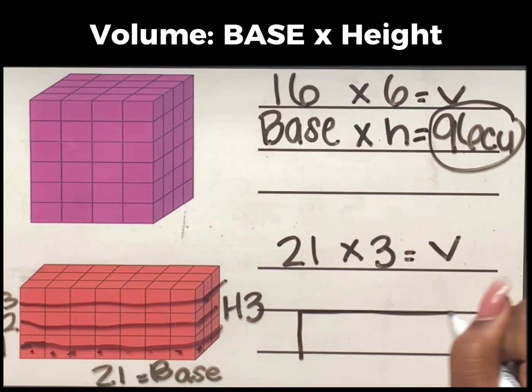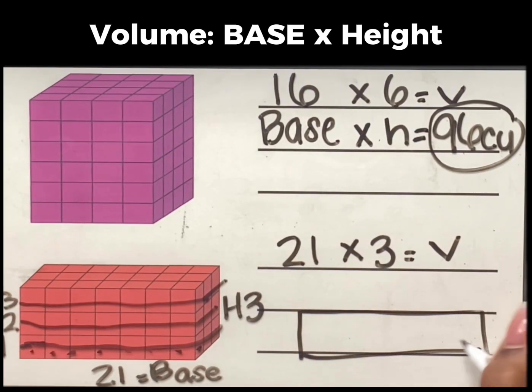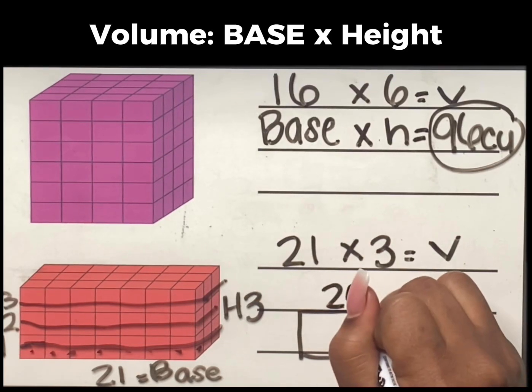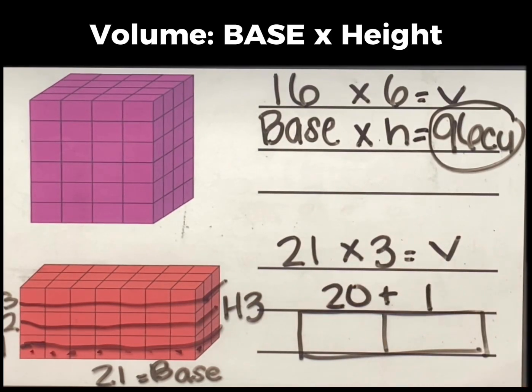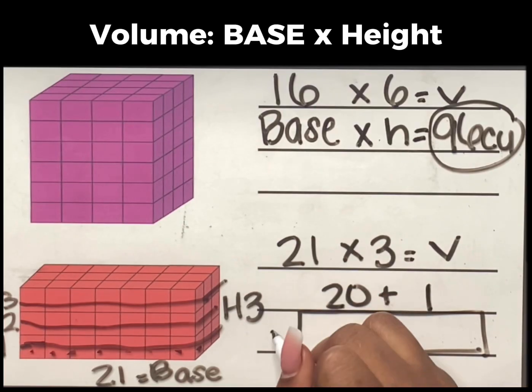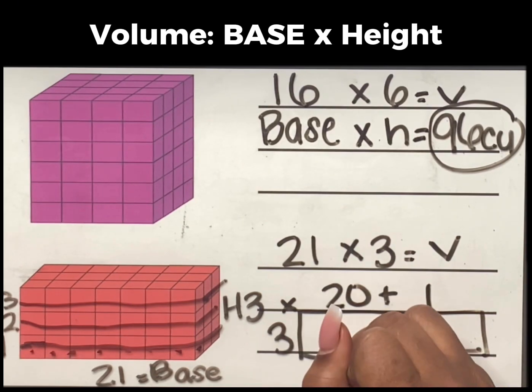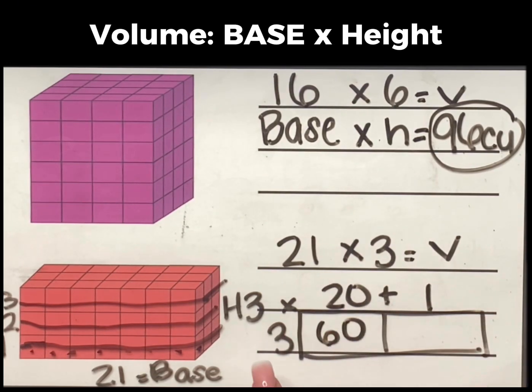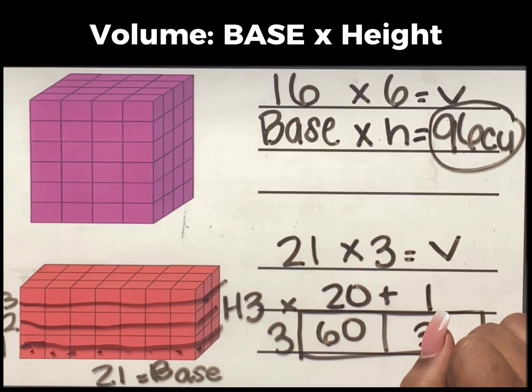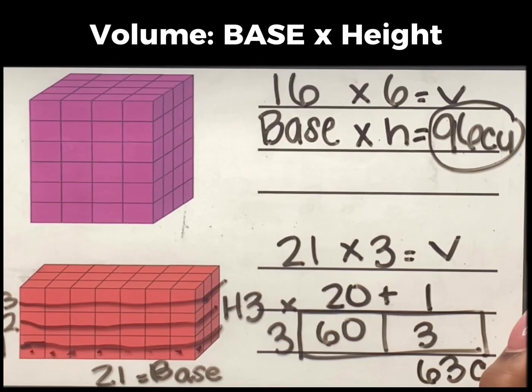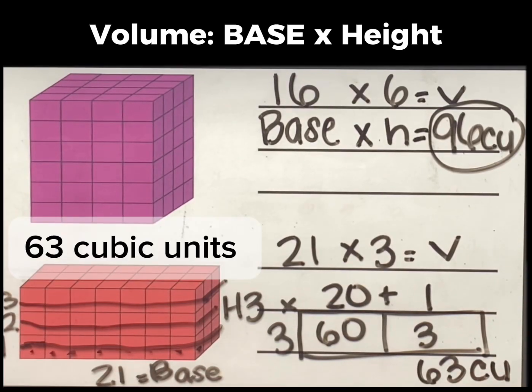Again, we're going to continue with rectangular array. Draw my rectangle. I have a 2-digit factor. I'm going to have 2 sections. And I'm going to have 20 plus 1. I decompose 21. And I'm going to place a 3 on the side. And I'll multiply. 3 times 20 is 60. 3 times 1 is 3. Then we add those partial products. 60 plus 3 is 63 cubic units. Very good. This rectangular prism has a volume of 63 cubic units. Great job.